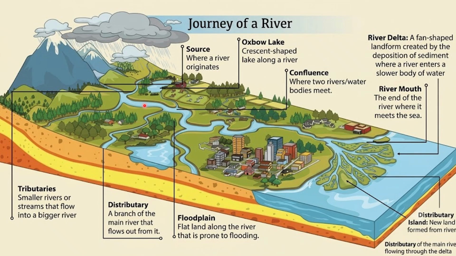And then you have a distributary also. Distributary means when lots of tributaries come, the water will become big, right? And based on the water and the terrain of the land, some water flows outside, not into the river but away from it. A branch of the main river that flows out from it is called a distributary.